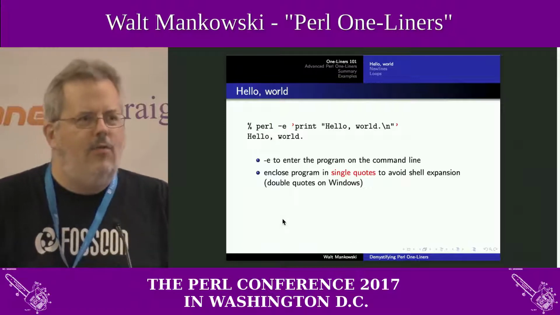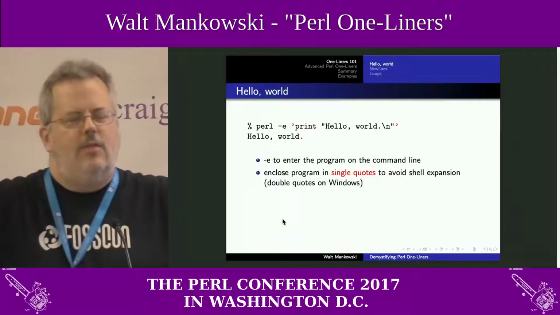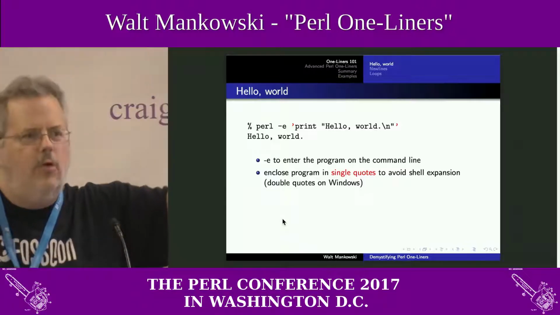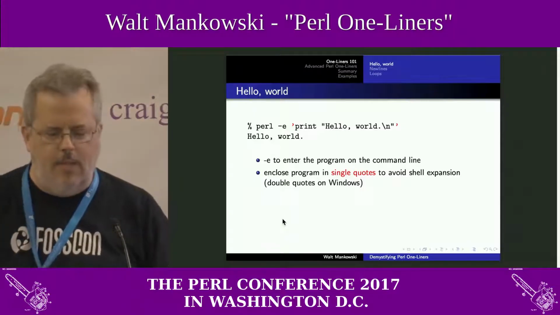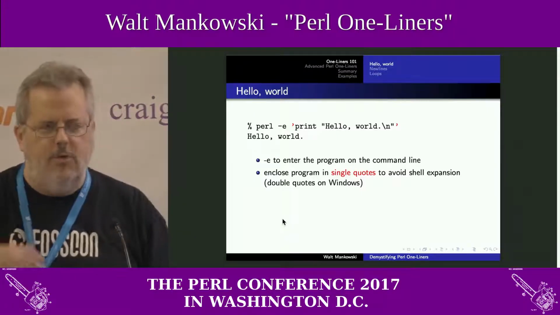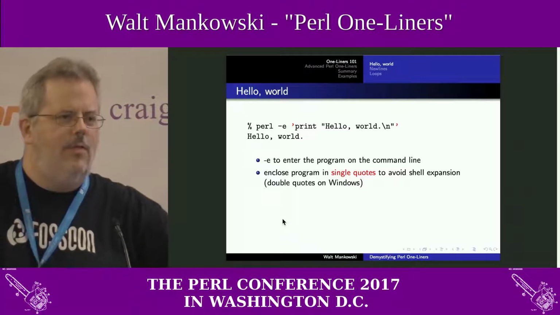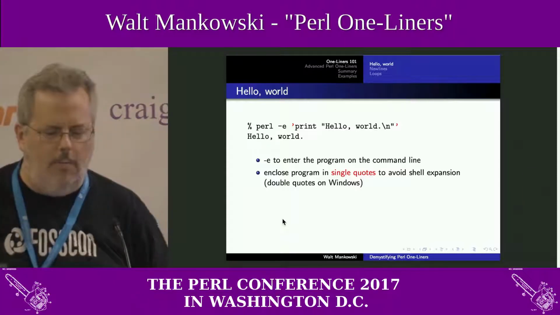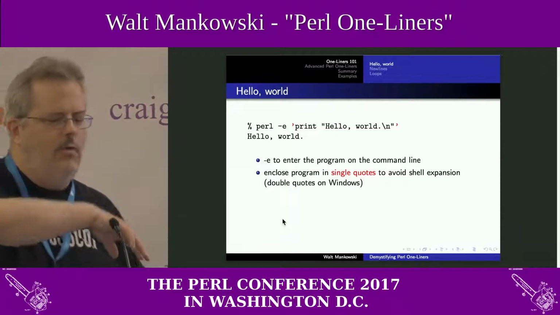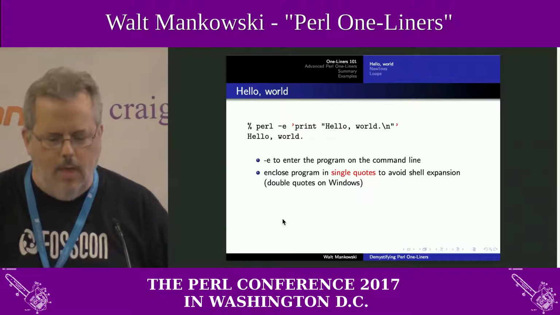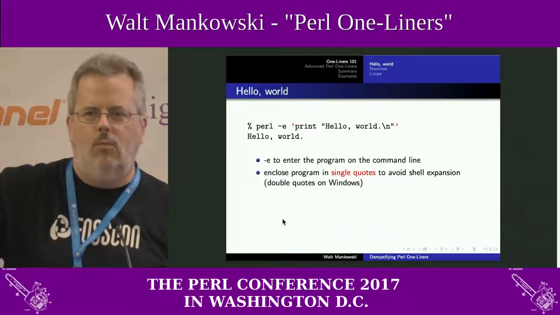Now, it's important that if you have anything with multiple parts, it has to be a single parameter. That means that on Unix, you have to put it in single quotes to avoid any kind of shell expansion, because often there are going to be $ signs in there. You don't want the shell expanding the $ signs. You want them passed to Perl. You have to quote them some way so that it becomes a single parameter that gets passed into the Perl interpreter.